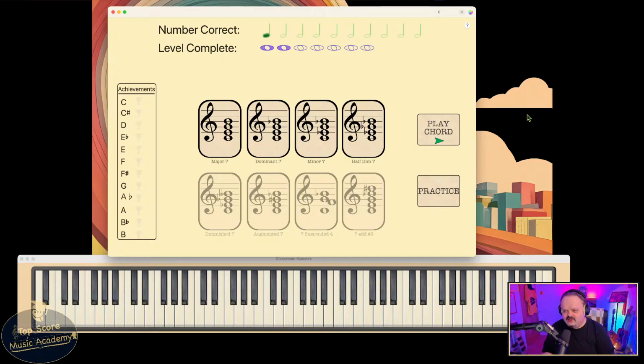So when you are hearing that chord, for me, that's like a little fanfare thing at the end of a piece of music.